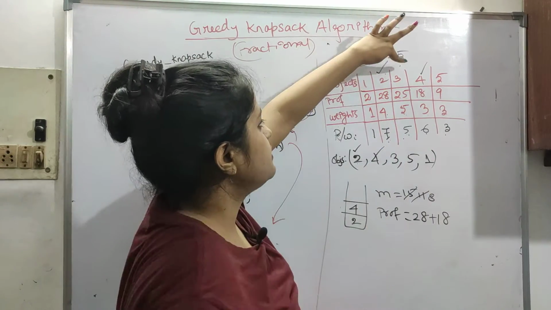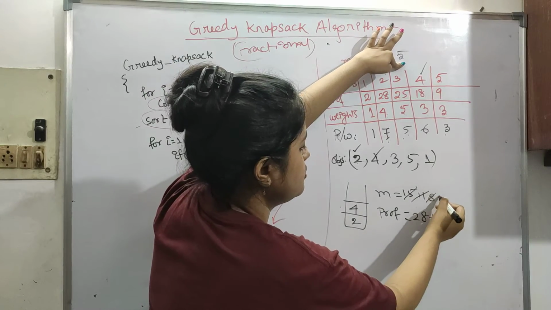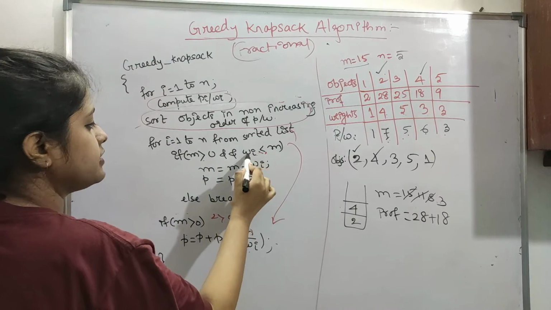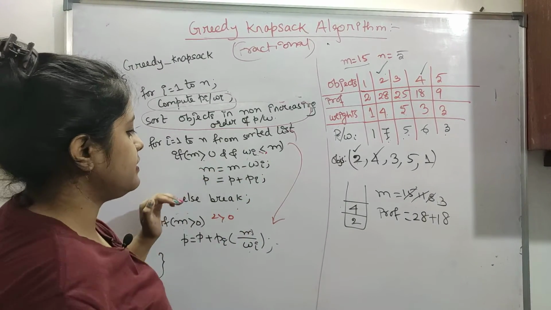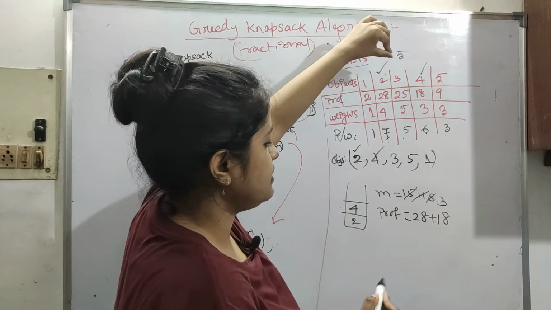Object 3 means here, see here, the weight is 5. 5 is less than 8. So we are just doing it like this. 5 is less than 8, so we just remove the weight from the actual capacity and add the profit. This is just a basic concept. It is nothing much, just the basic concept.